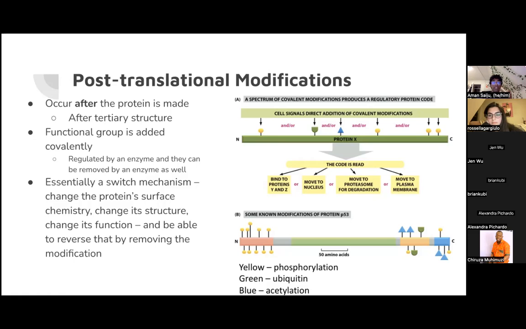All right. The other thing is these are reversible, right? You can remove these modifications after you've done them. If you add a phosphate group or ubiquitin or acetyl group, you can use another enzyme to take them off. Just as there are kinases to put phosphate groups on proteins or structures, you have phosphatases to remove phosphate groups from those same structures, right? Does that make sense to everyone? Any questions?